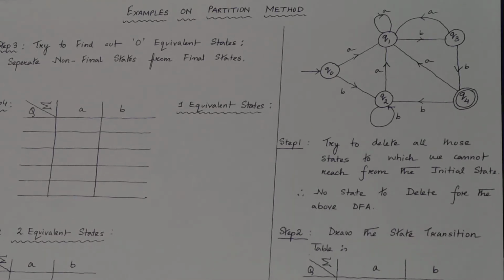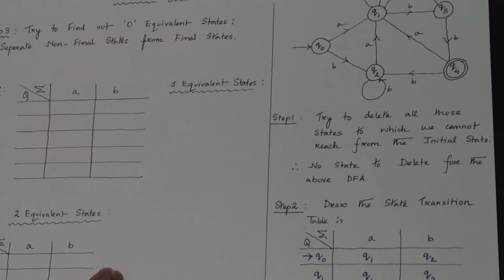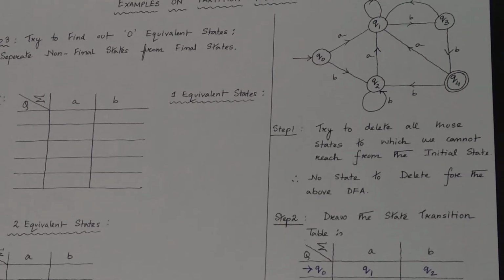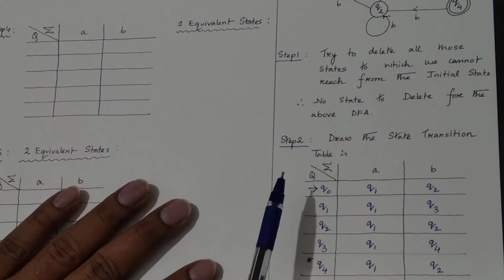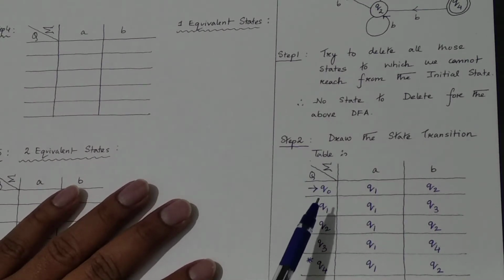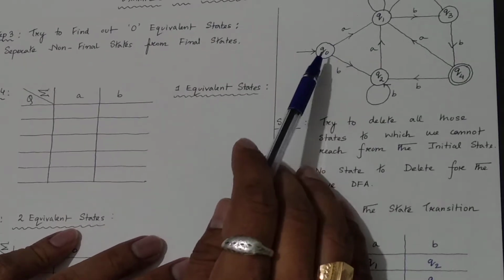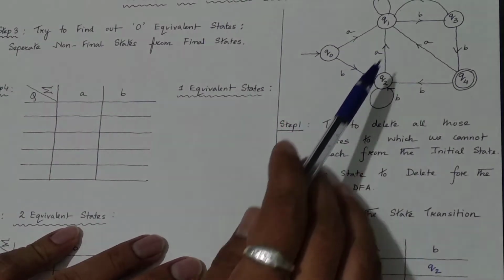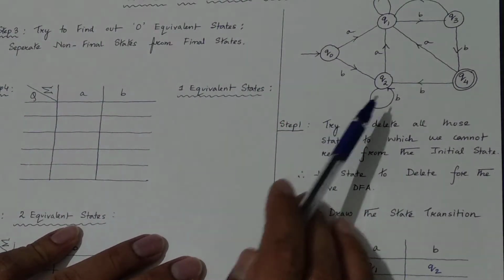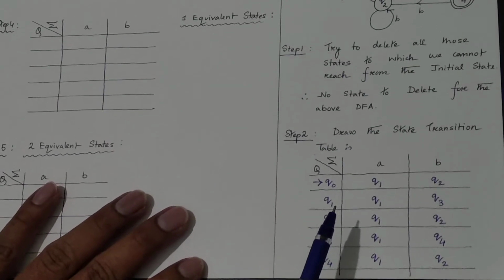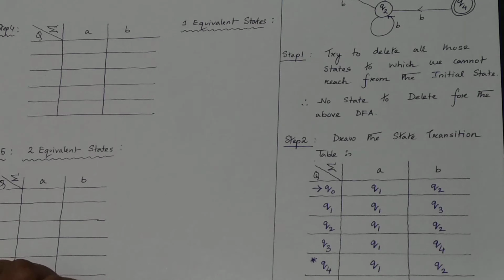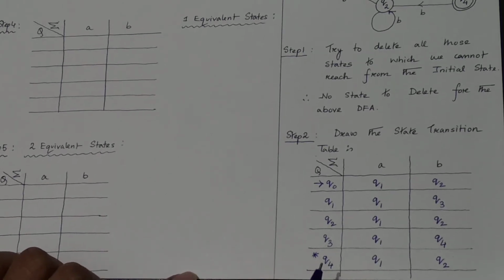Now step number two, you have to draw a transition table for this. This transition table I have already drawn for you, but you can cross-verify it. For Q0, on seeing A, it is going to Q1, and on B, it is going to Q2. Similarly, I have drawn all the transitions for Q1, Q2, Q3, Q4. Since Q4 is the final state, I have marked it with a star.